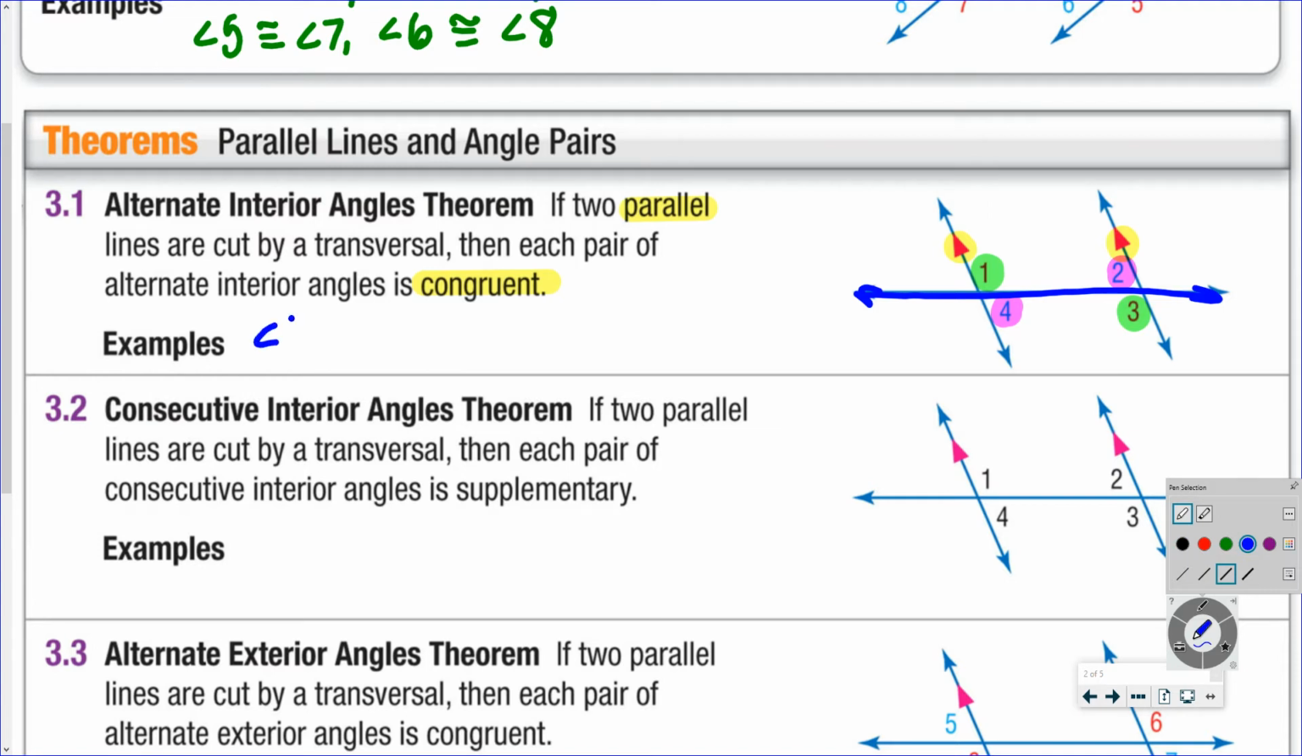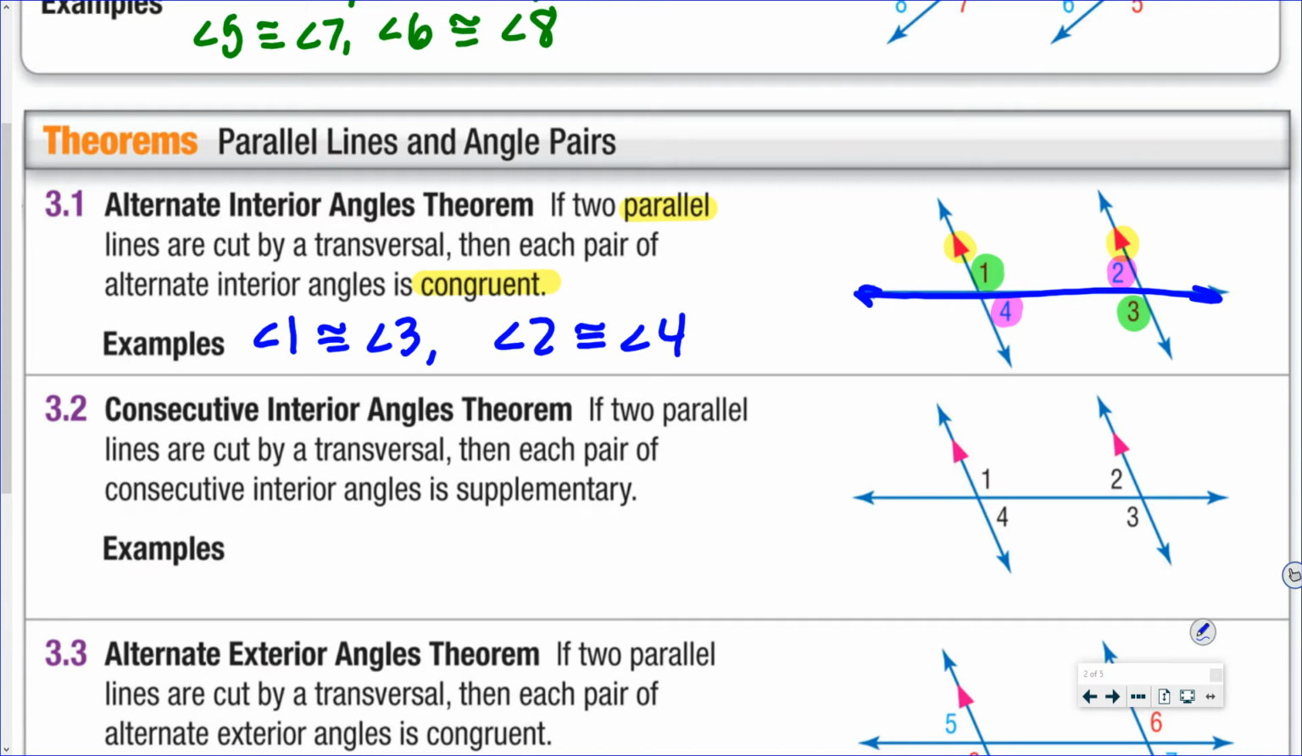So angle 1 is congruent to angle 3. Angle 2 is congruent to angle 4. Okay, here's why, folks. And you don't have to prove this to me. You just have to know this. Okay, but here's just a little mini explanation, not a 2-column proof or anything serious, as to why this holds true.